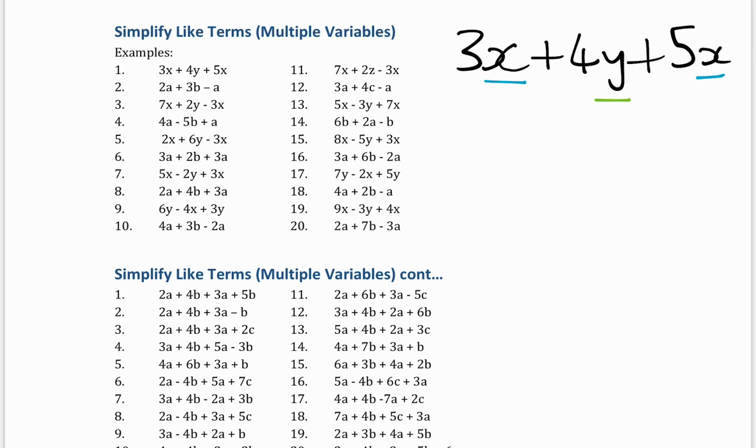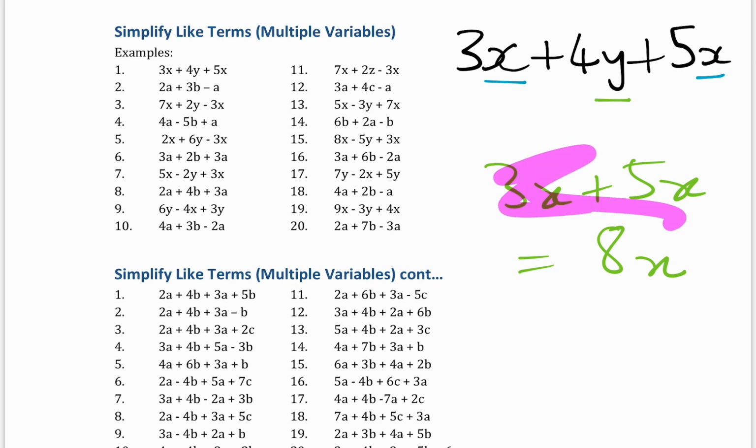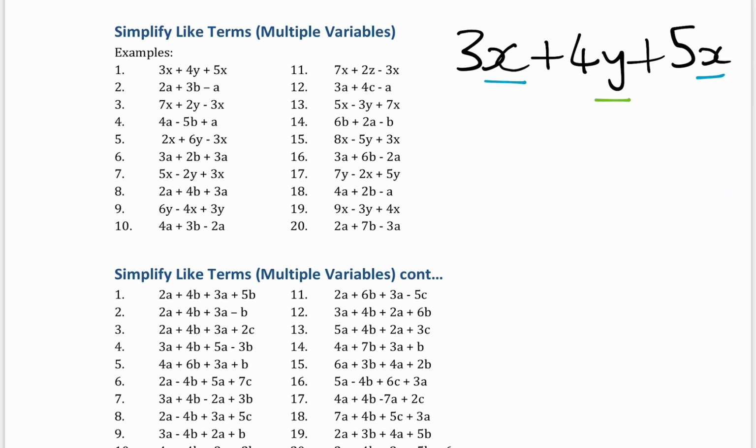But if you have two x's, like we did in the first sum, we said 3x plus 5x, and you'll get 8x. So we're going to do exactly the same. We're going to say 3x plus 5x because those are the two we can group together. So for now, you can maybe just keep 3x plus 5x together, and then keep the 4y together.